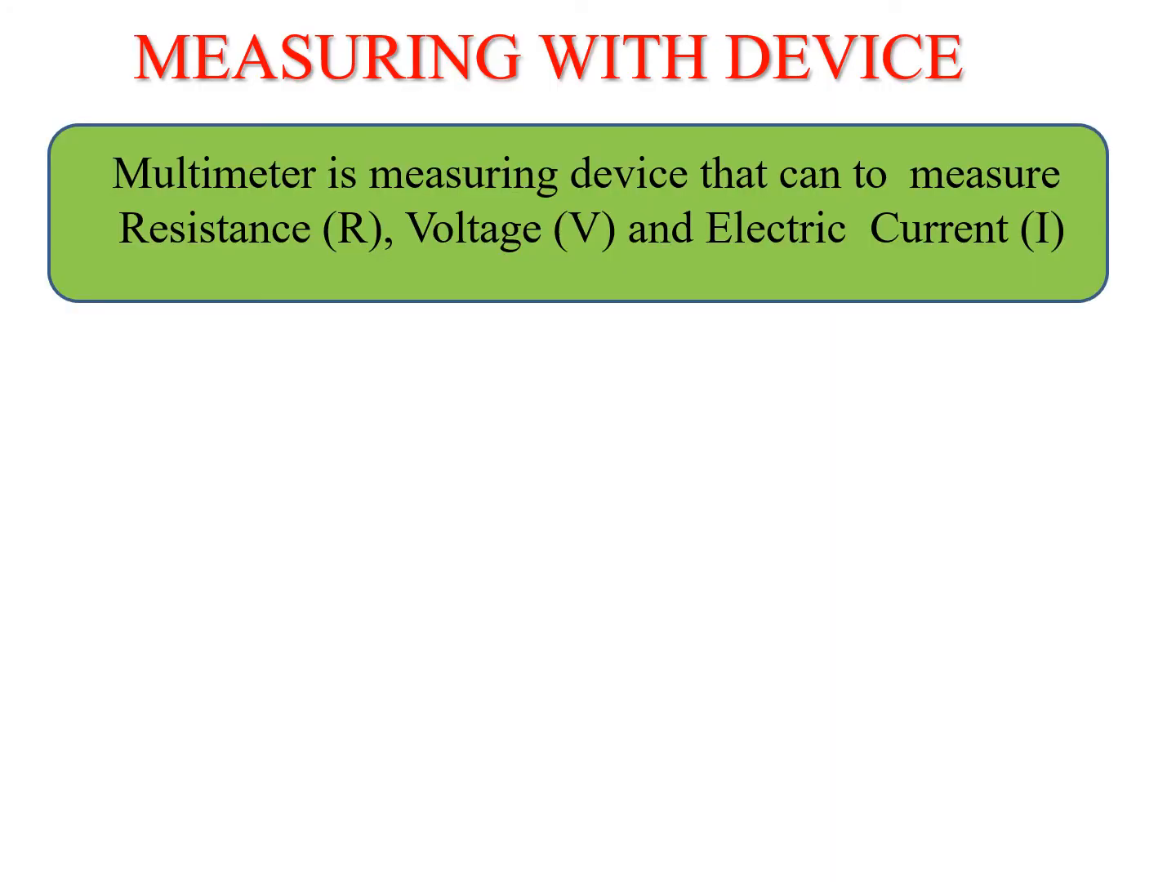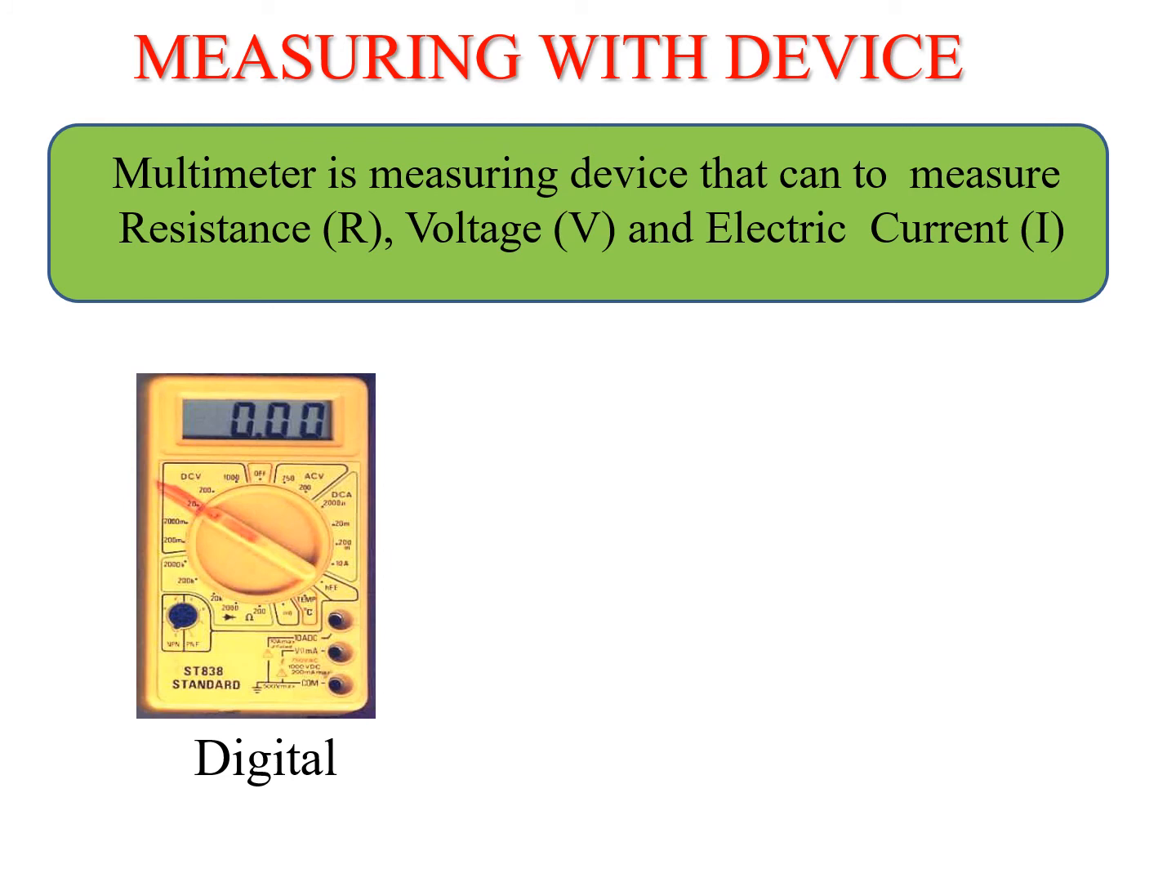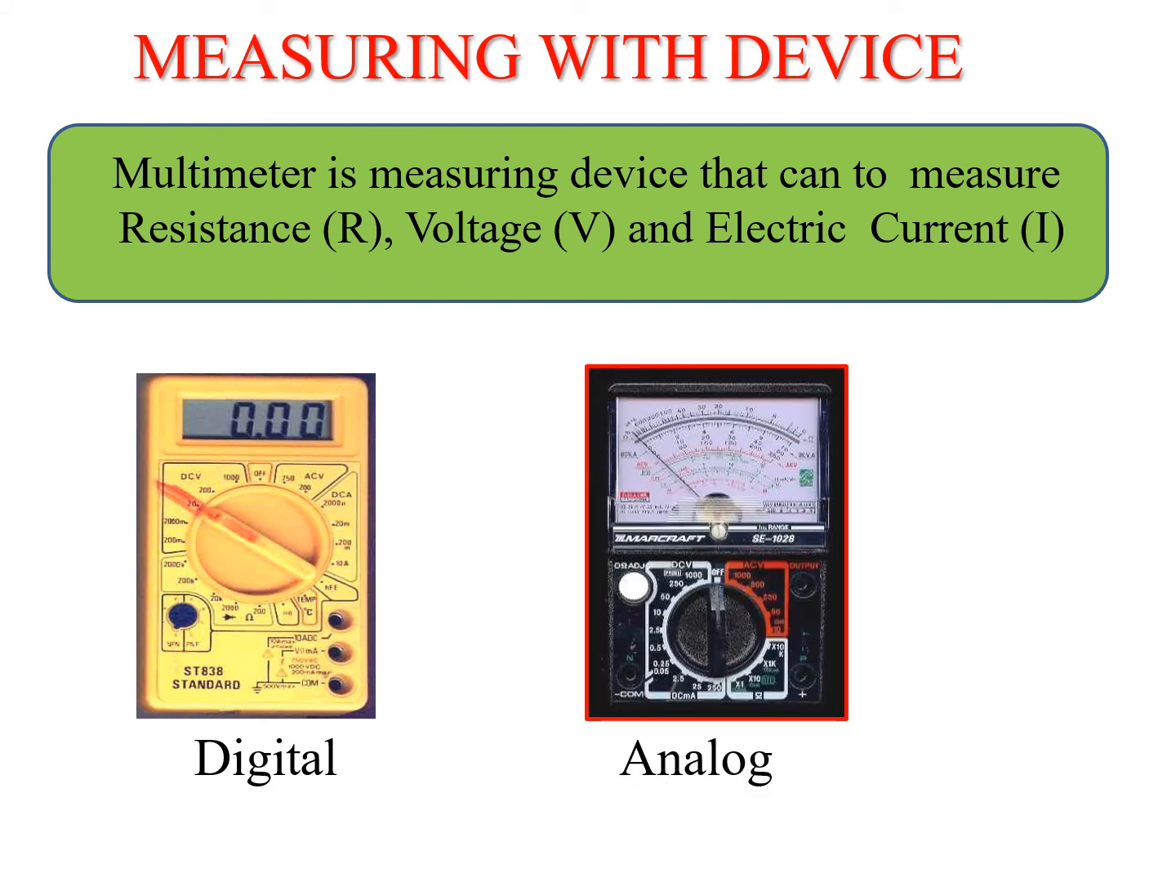Now next, what are the measuring devices available in electrical engineering to measure resistance? Basically the basic meter is called a multimeter. A multimeter is a measuring device used to measure resistance, voltage and electric current. I have a picture of that. This is a digital multimeter. With the help of it we can measure voltage, current and resistance, and I have shown an analog meter also. So with the help of the multimeter we can easily measure the resistance.